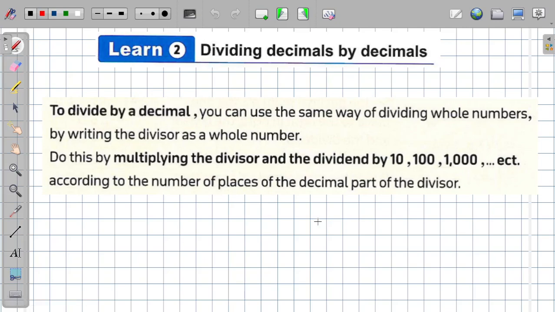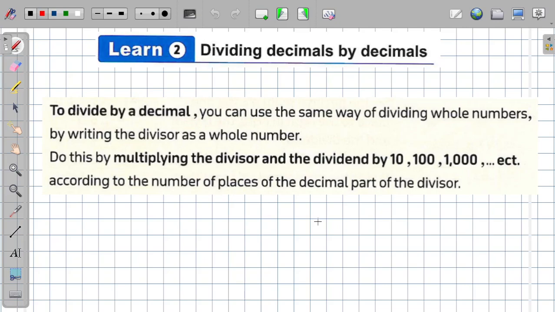Next, I wanted to talk about how to divide a decimal number or decimal fraction by another decimal number or decimal fraction. But first, you must know this information. To divide a decimal by a decimal, you can use the same way of dividing whole numbers by writing the divisor as a whole number. I cannot divide by a decimal number. So what can I do to make the divisor a whole number?